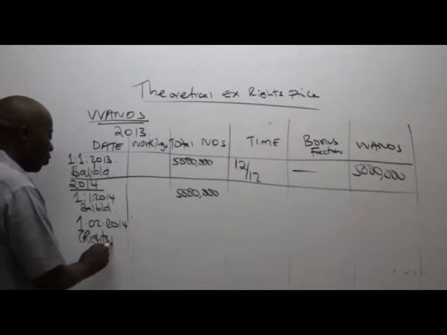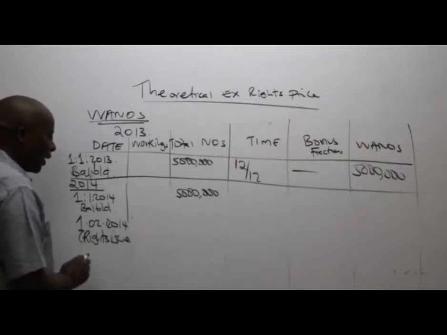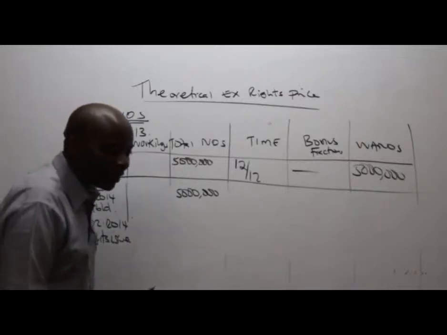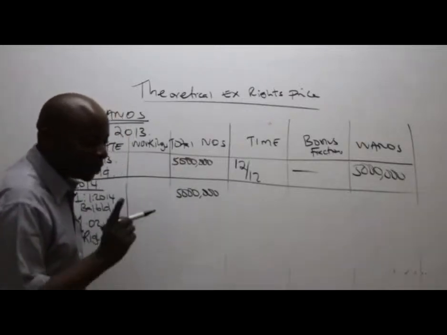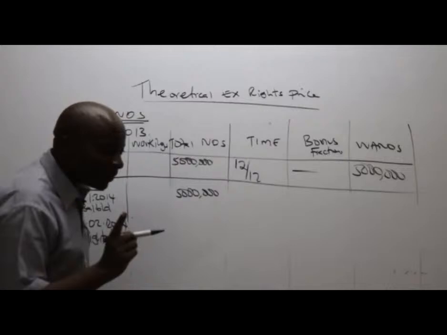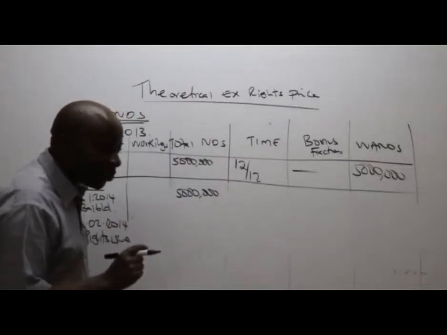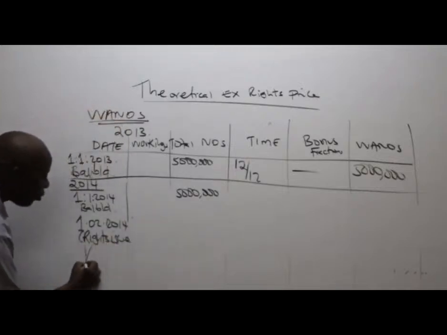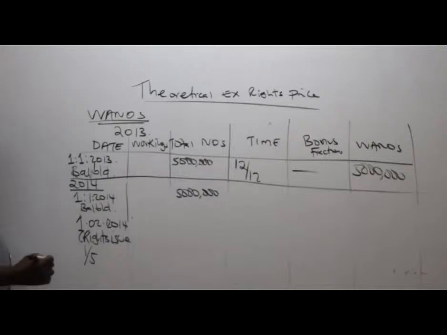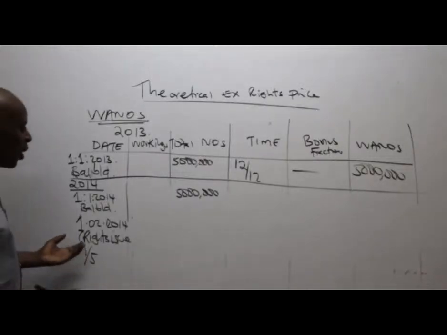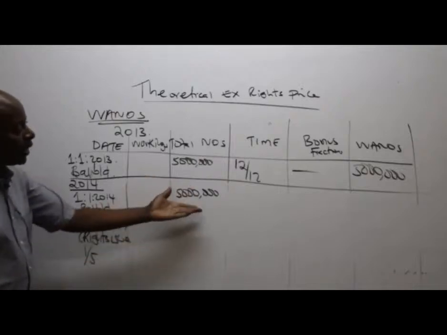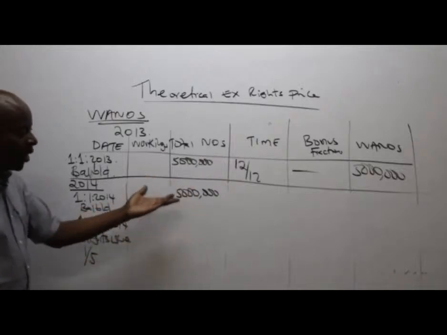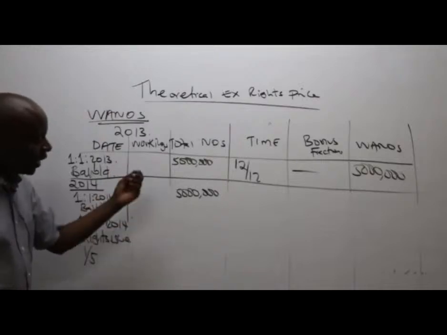A rights issue of how much? A rights issue of what fraction? 1:2? Oh yeah, uniongeleshi. A rights issue of 1:5. A rights issue of 1/5. So then what will happen? We shall take 1/5 of the number of shares we had outstanding.